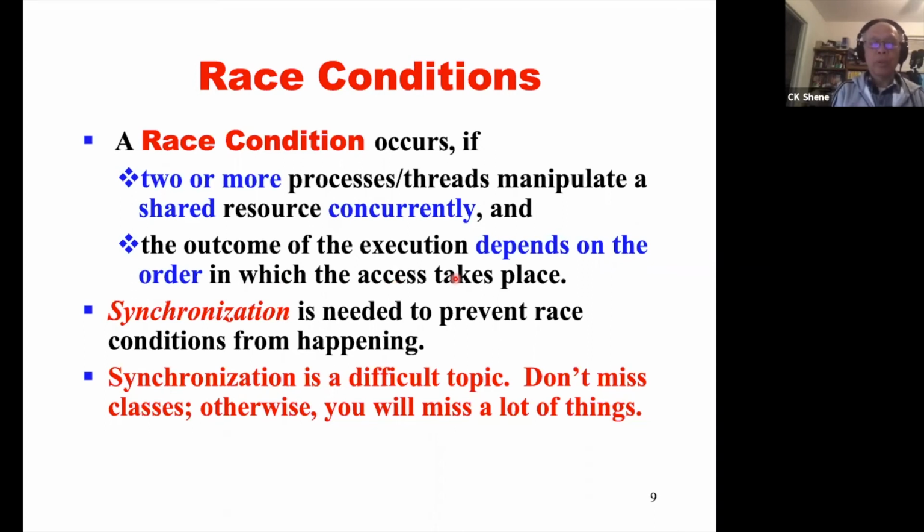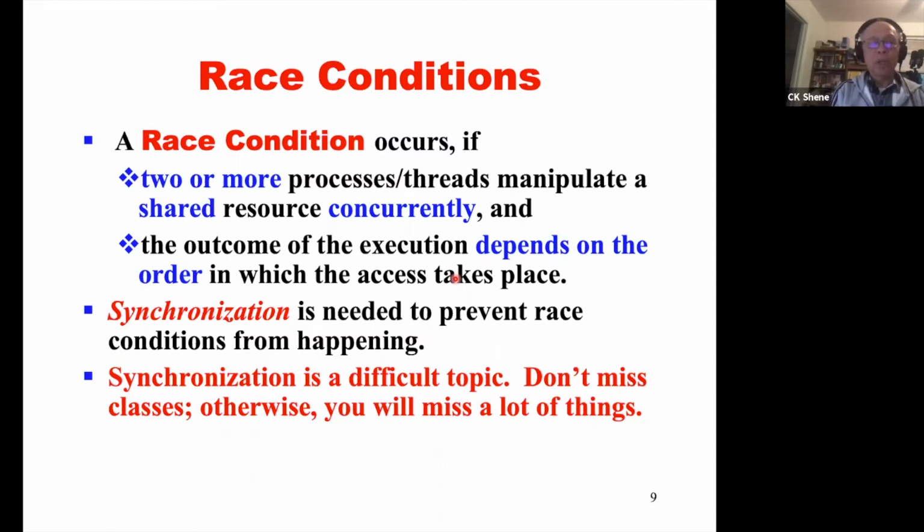Of course, we have a 10 if process 1 finishes first, followed by process 2, or process 2 finishes first, followed by process 1. But we could also use machine instruction interleaving to get 9 and 11.